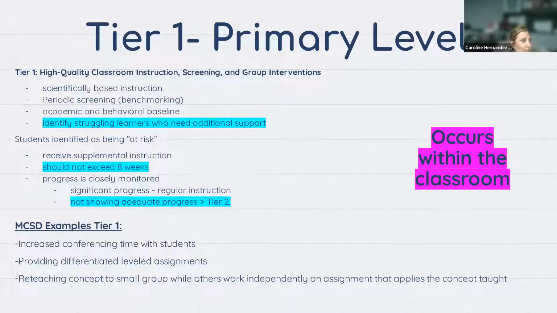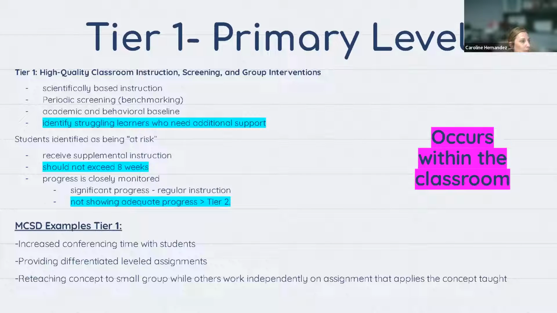And then as your child gets older and enters middle school, you might see Scholastic Reading Inventory data. Again, that is a benchmark assessment that is provided to every student. It is normed and it is used simply for the purpose of understanding where the student is in measurement against grade level standards. It gives us an academic and behavioral baseline and helps us to identify learners who are struggling and may need additional support.